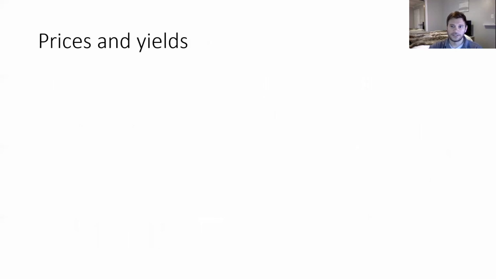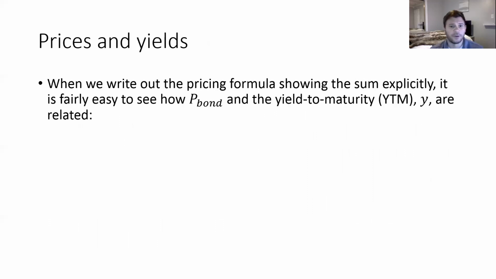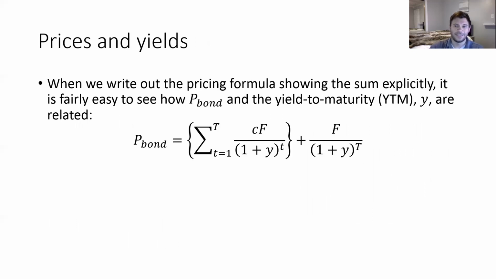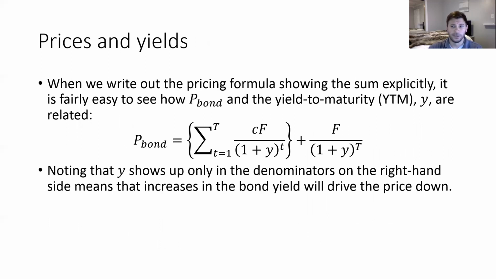Next thing I want to discuss has to do with the relationship between the price of the bond and the yield to maturity. When we write out the pricing formula and show the sum of those coupon payments explicitly, I think it's fairly easy to see how changes in the yield would influence the price on the left-hand side, in that the yield shows up in the denominator of both expressions on the right. So if that denominator is getting bigger, that is going to cause the price of the bond to get smaller.